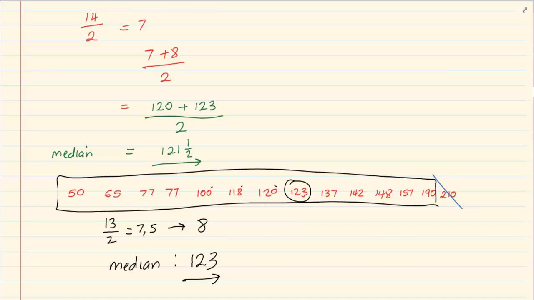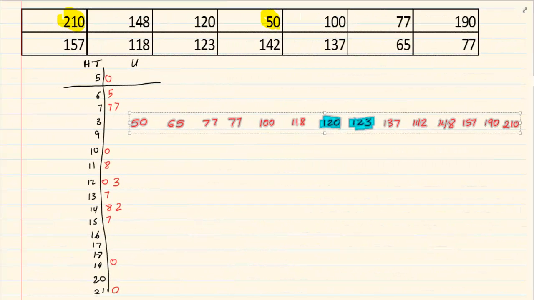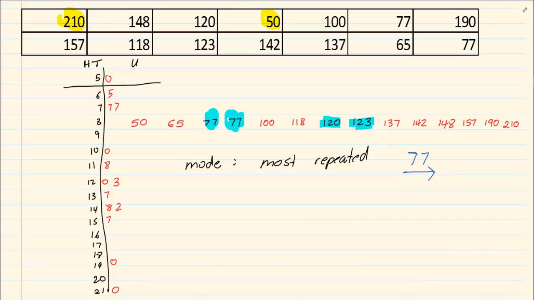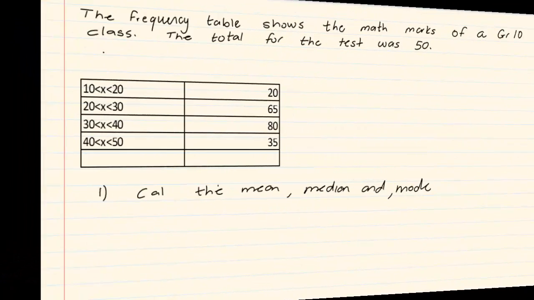Now let's go to the next concept. The next concept is the mode. What is most repeated? Mode is what is most repeated. If you look, the number 77 is repeated 2 times. So the mode is 77. That is our mode.